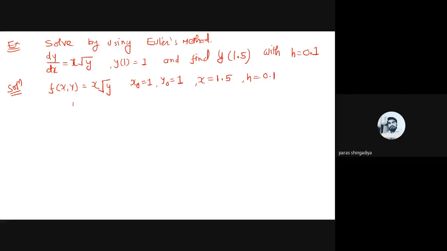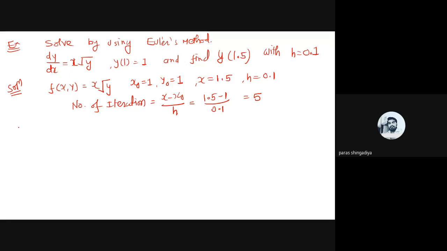And now check the number of iterations. The number of iterations is equal to x minus x0 upon h, that is 1.5 minus 1 divided by 0.1. So what is the answer? That is equal to 5. What is the meaning of 5? You have to derive 5 equations in this. Derive y1, y2, y3, y4, y5, and the y5 answer is our final answer.